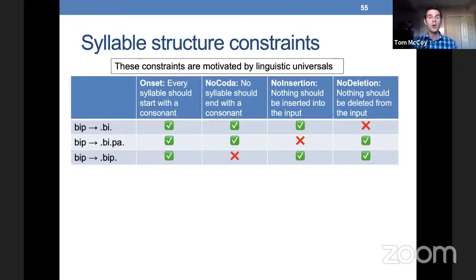These constraints are not arbitrary. They are motivated by universal statistical tendencies of the world's languages. For instance, across languages, we have observed a preference for syllables that begin with consonants but do not end with consonants, which motivates the onset and no coda constraints.